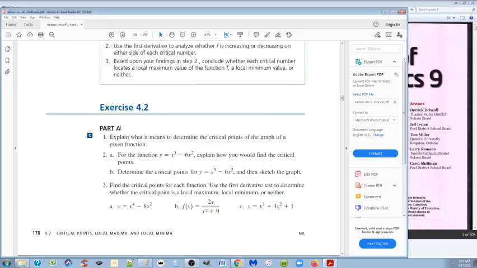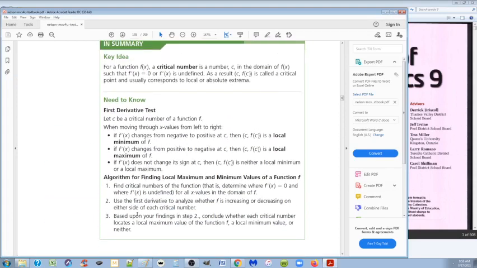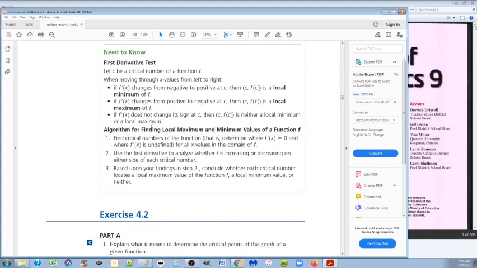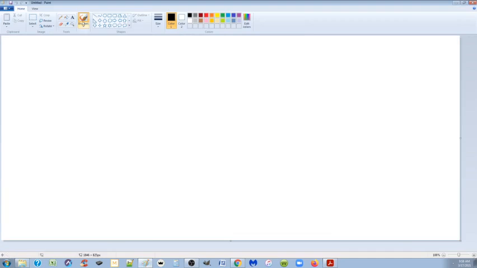Okay, so I did 4.2 earlier, but somehow it disappeared. So I'm just going to jump straight to the problems. And essentially all it's saying is that you can find the critical points if you find the derivative equaling 0, and that in some cases there is no critical point. So I'll give you an example.